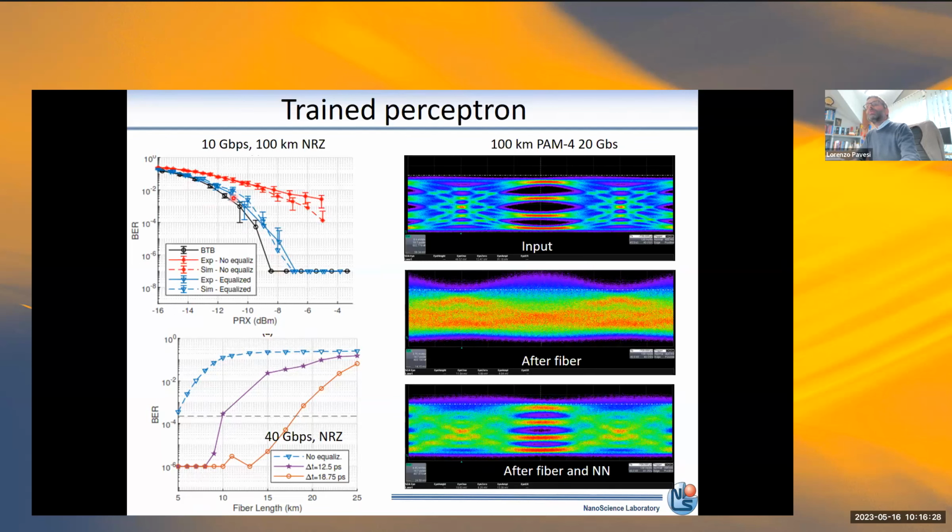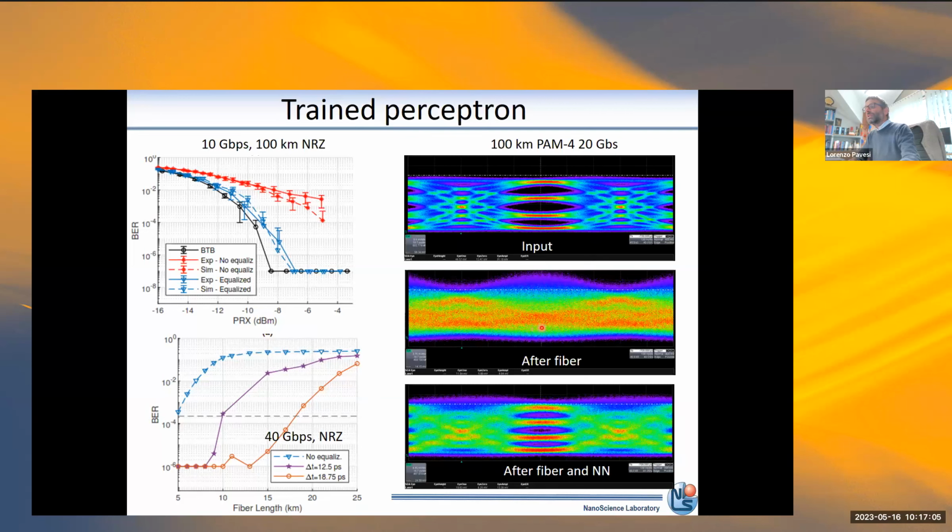And what you see is that the bit error rate overlaps the bit error rates that we measure without the optical fibers. That means that the neural network is able to completely recover the initial information. And this happened at 10 gigabit per second or at 40 gigabit per second, or even if you are using a more complicated transmission protocol like PAM4. In this protocol, you have 4 different levels instead of 1 and 0.